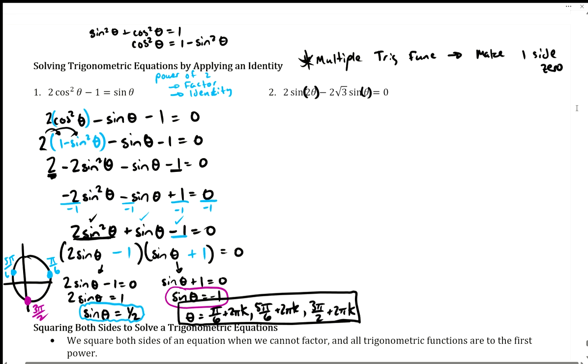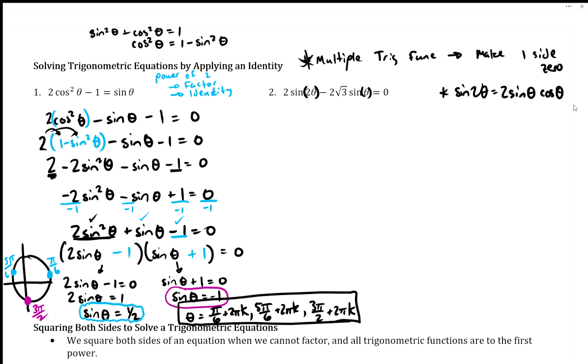The identity that we would use: we know that sine of 2 theta is the same thing as 2 sine theta cosine theta. If we apply this identity, that means I would have sine thetas in common. So let's apply it. Let me show this in parentheses. That right there is going to become what I underlined: 2 and then parentheses, 2 sine theta cosine theta, and then minus 2 radical 3 sine of theta equals 0.